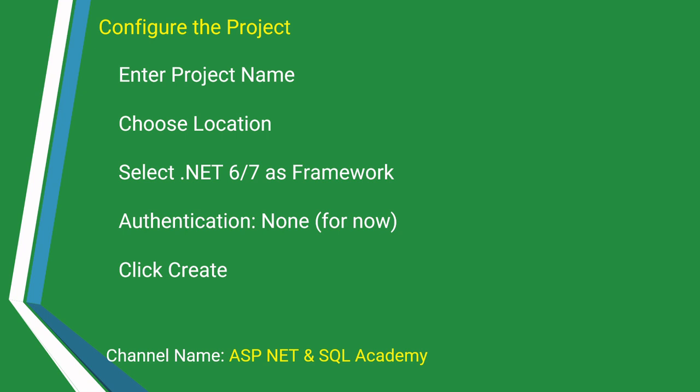Give your project a meaningful name, pick a location, and make sure you select .NET 6 or .NET 7 as the framework. For beginners, we will choose No Authentication. Finally, click on Create.